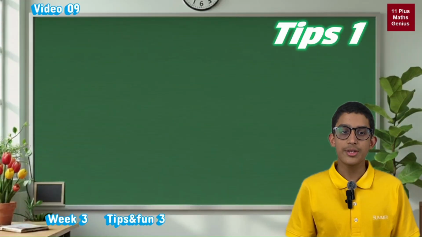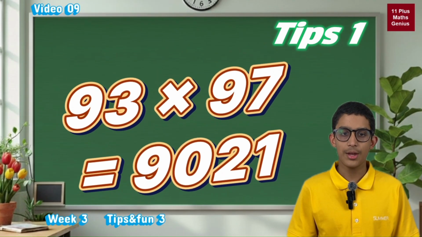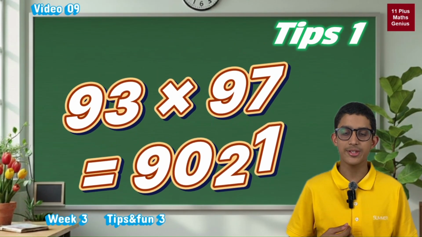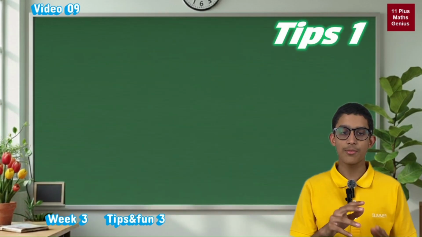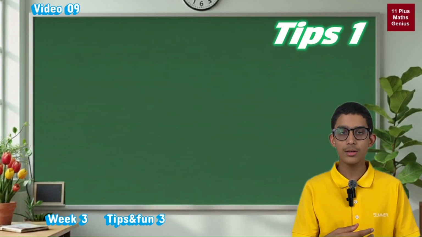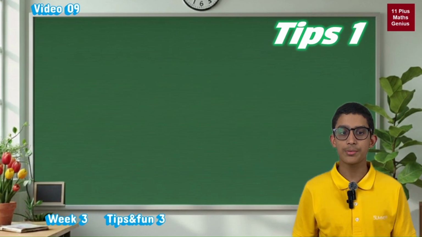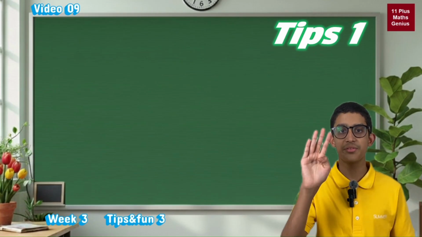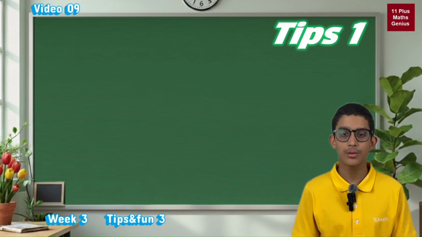Let's check some more tricks before we finish. Tip 1. 93 times 97 equals 9,021. How did I do that? Stay with me and you can do it too. From week 2 lectures, we already know the place value. If you have not watched it, please watch video 4 for a clear understanding of place value.